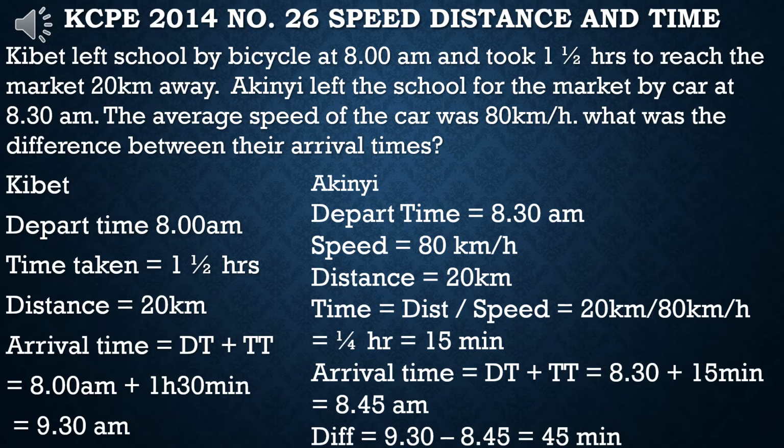So the difference in their arrival times is the question. So we get Kibet, who arrived at 9:30, and Akinyi, who arrived at 8:45. We subtract and get 45 minutes.